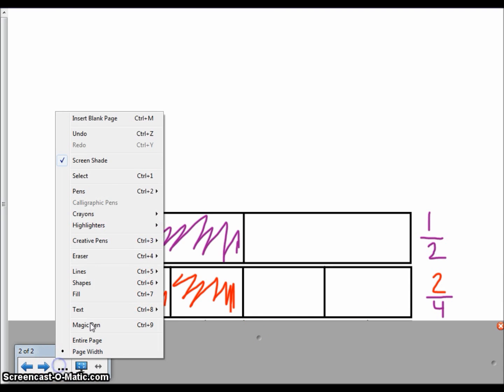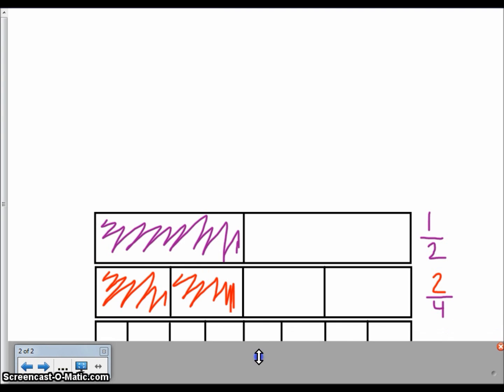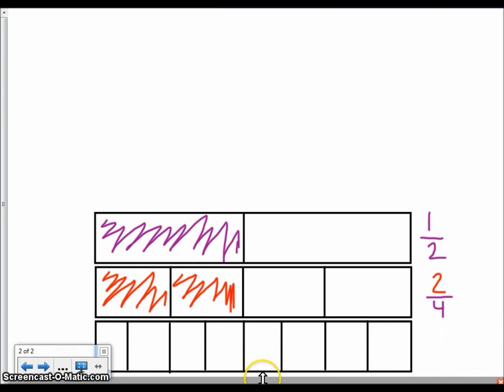Are you catching on? Great, I'm sure you are. If you're not, let's take a look at this last piece. I still have one whole chocolate bar, but instead of breaking it into halves or fourths, now my chocolate bar is broken into 1, 2, 3, 4, 5, 6, 7, 8 pieces. That will serve as my denominator.